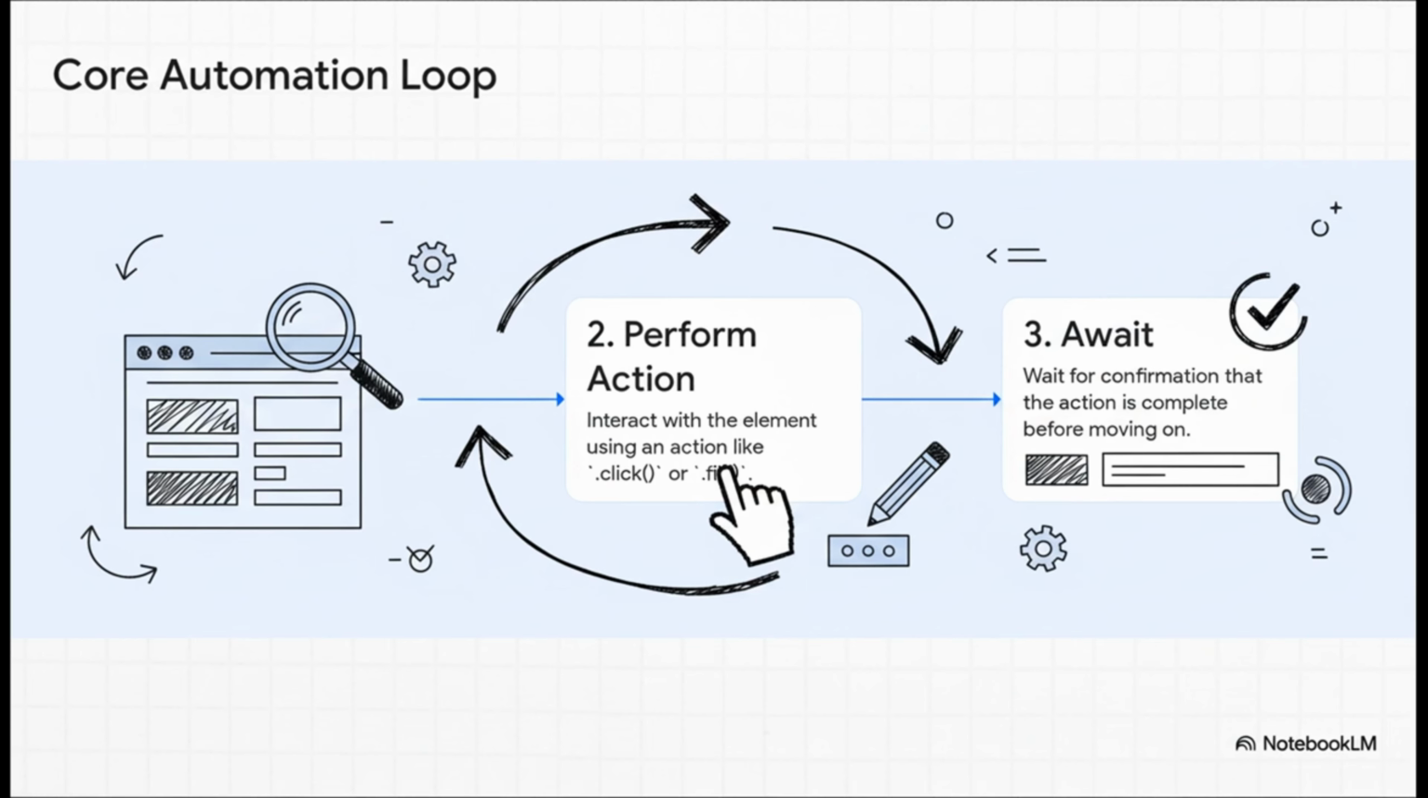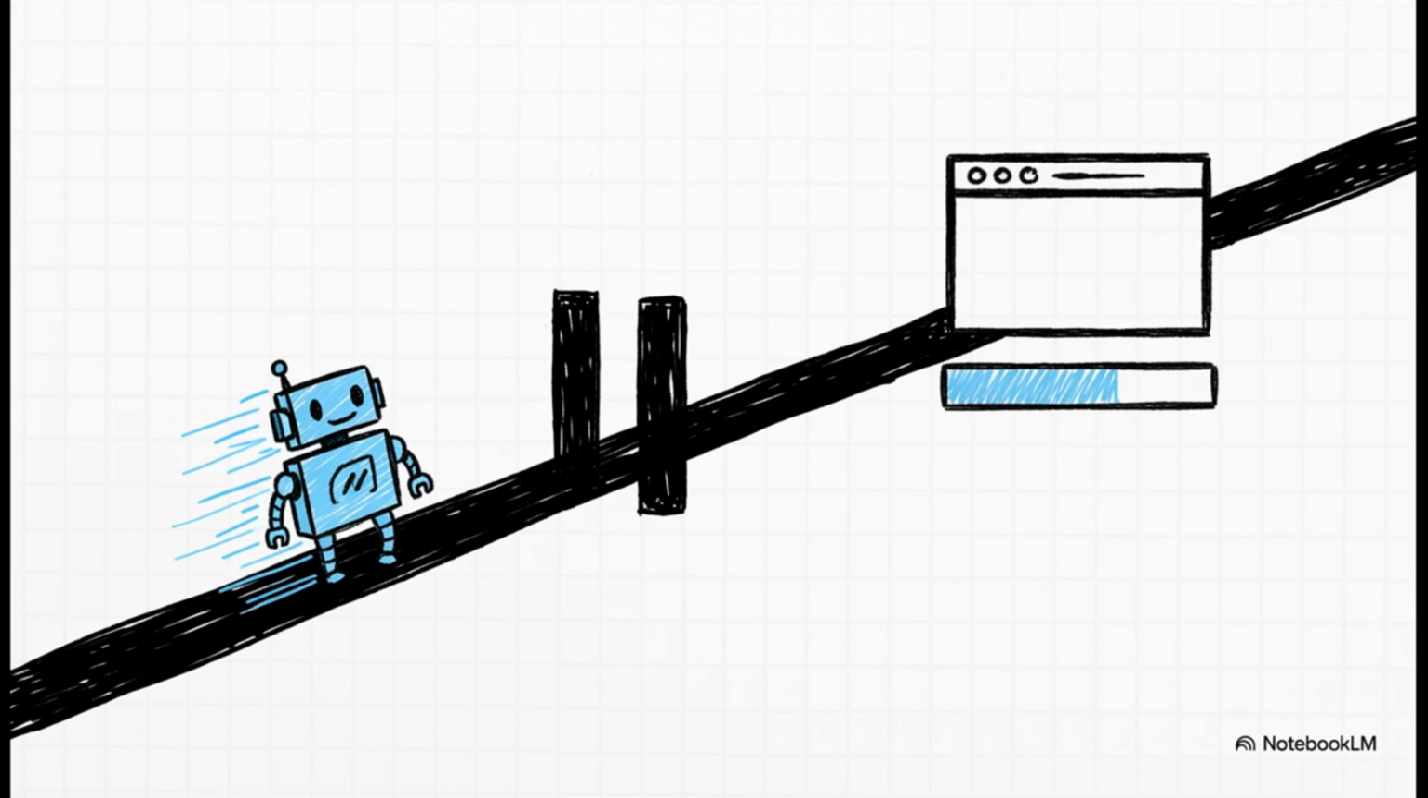Number 1, you use your locator to find the thing. Number 2, you perform an action on it. You click it, you fill it with text. And number 3, you await confirmation. That's it. Locate, act, await. You're going to see this pattern over and over and over again. Okay, that third step, await, is probably the single most important new concept we're going to cover.